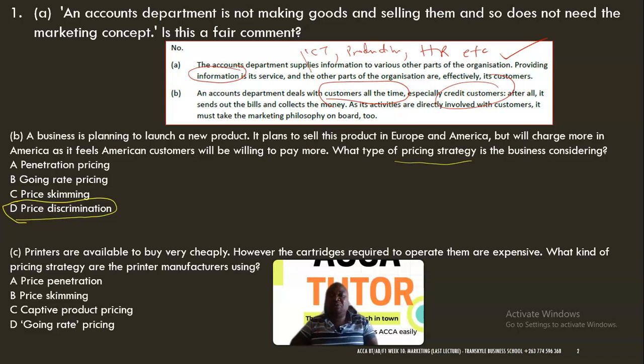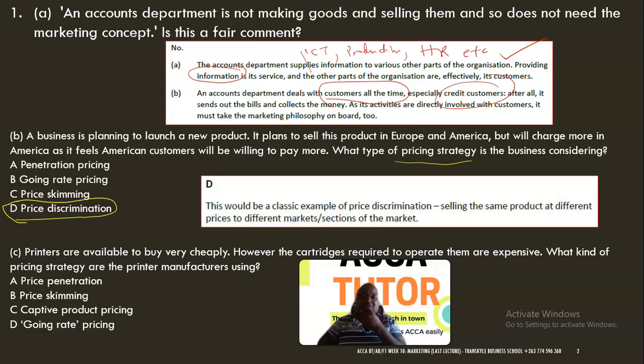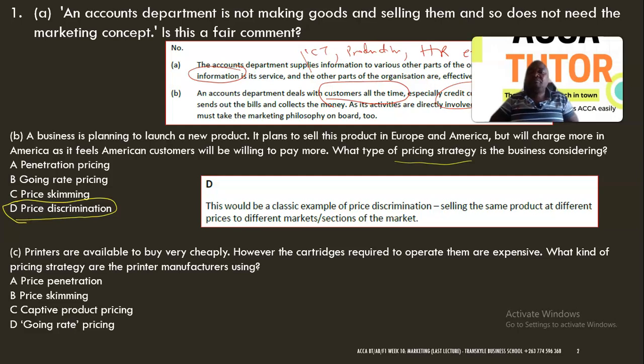Let's proceed to part C. Okay, is there a model answer for this part B? Yes, good. That's the model answer there. The examiner is saying that the answer is price discrimination. All right, this would be a classic example of price discrimination, selling the same product at different prices to different markets or sections of the market. All right, so let's proceed to question C.